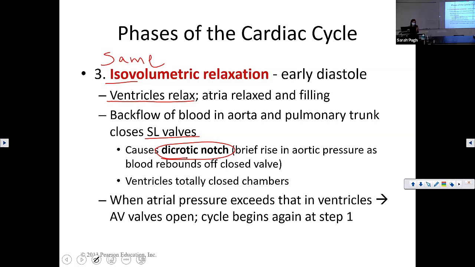During this time, AV valves are still closed. Semilunar valves snap shut to prevent backflow. And so during this time, the ventricles, as they start to relax, they're totally closed chambers. So there's no blood coming into the ventricles.